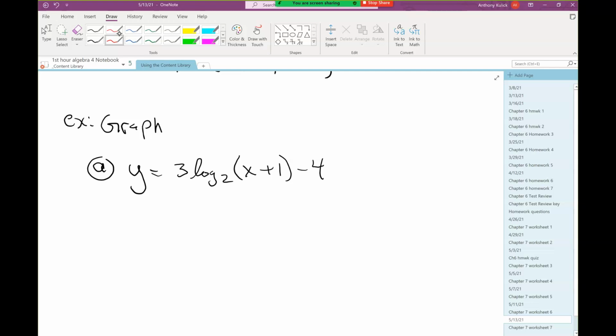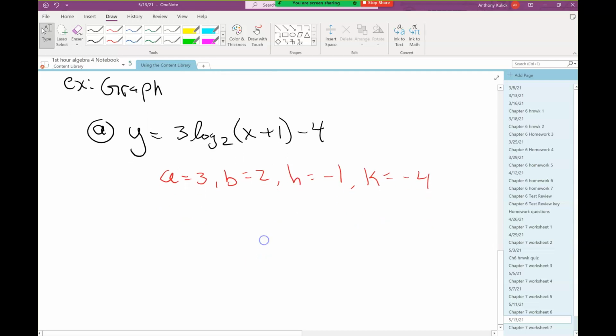So here's an example. Y equals 3 times log base 2 of x plus 1 minus 2. I'm sorry, minus 4. First thing I'm going to do is write down the values for a, b, h, and k. So the a is 3. B is 2. The h is negative 1. The k is negative 4. Remember, the h is always the opposite sign of whatever it appears. So right away, I know that my vertical asymptote is x equals negative 1, right? Just x equals h.